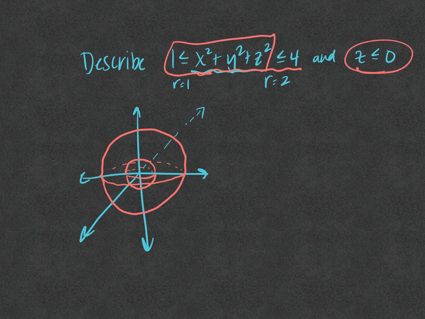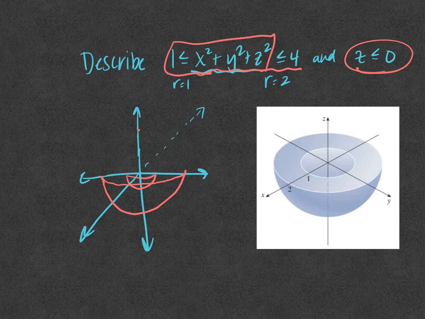Now let's talk about this part. It says z is less than 0. So that means it's below the z-axis. I'm erasing too low. Let me try again. So it's below the z-axis right here. So now you can see this graph. I'm also going to pull the sketch in from the book so you can see it a little more carefully. So you can see how pretty it is when it's actually done in 3D.